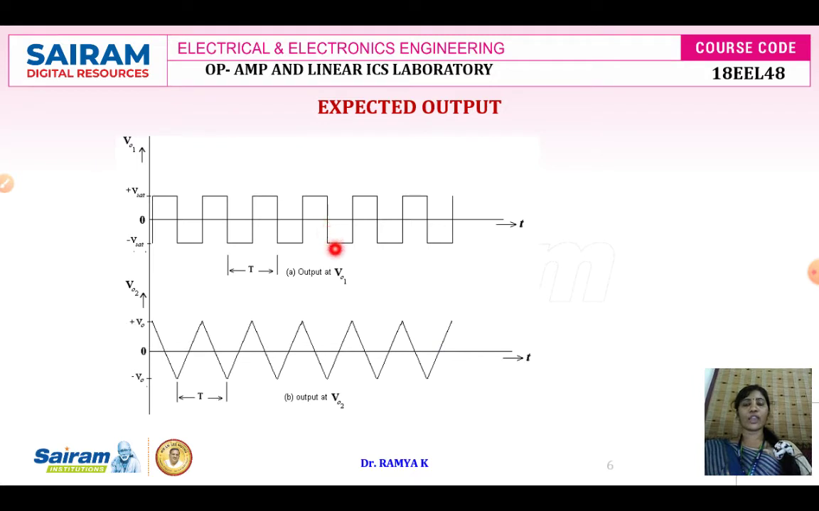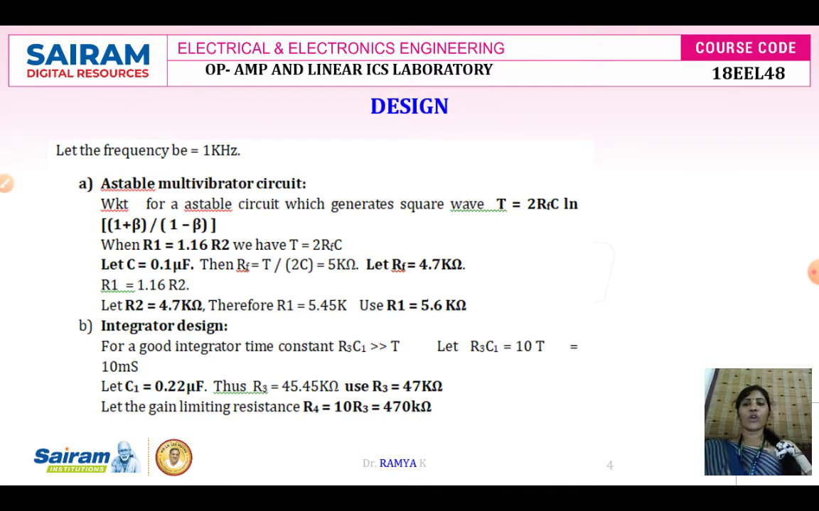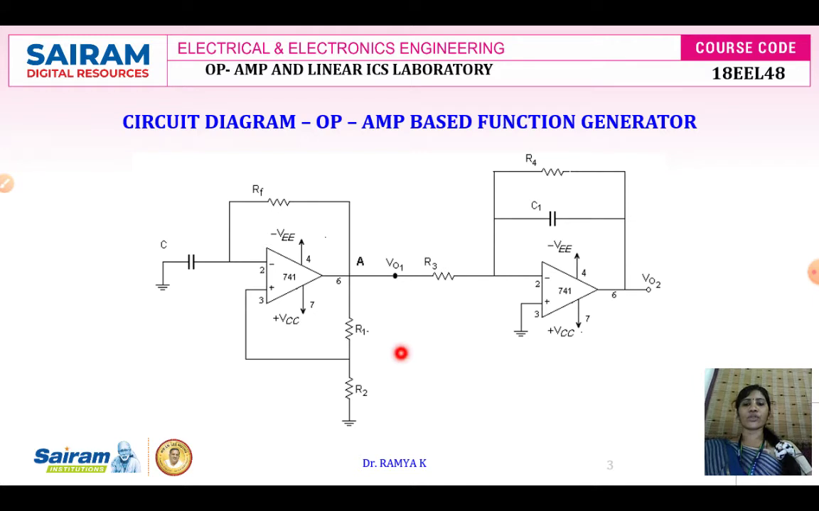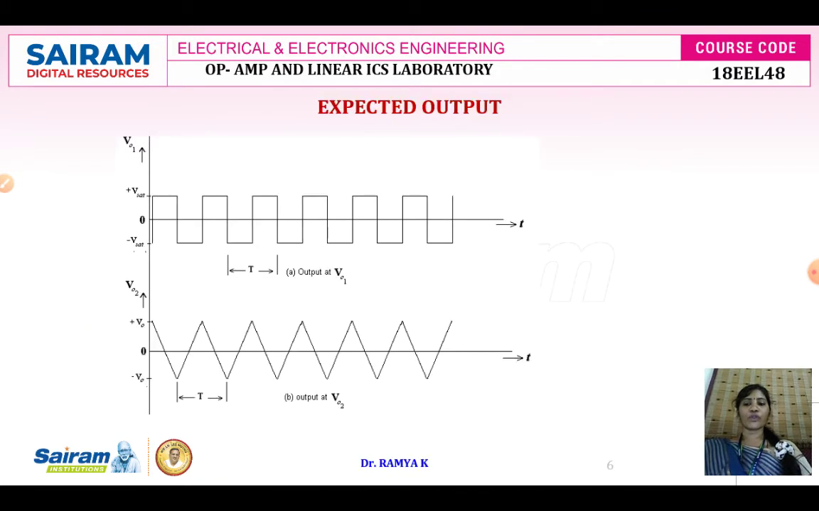Without giving any input, it is going to generate a square wave and triangular wave at its output, that is V01 and V02. V01 is the output of your astable multivibrator, the voltage available at this particular point, and output V02 is going to be your triangular wave. It is the output of your integrator circuit.